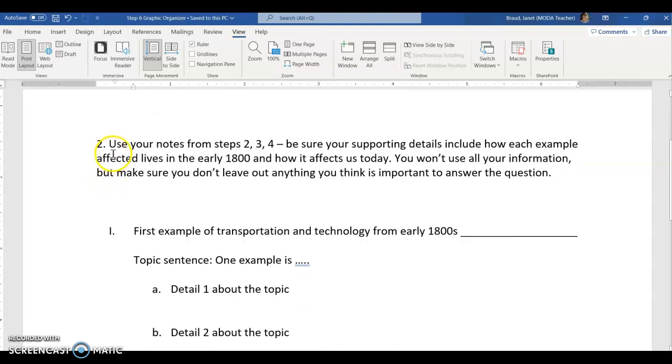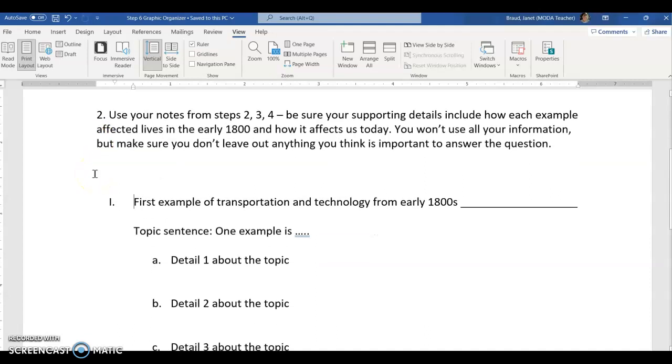Number 2, you're going to use all of your notes that you gathered from steps 2, 3, and 4, the information that you pulled from the lessons that you've had, from the evaluation and the analysis of the documents that were given to you on that handout. Those serve as your information for your supporting details. So use your notes, making sure that any details that you pick include things that affected lives in the early 1800s and how it affects us today. You won't be using all of your information probably, but make sure you don't leave anything out that you think is important to answer the question.